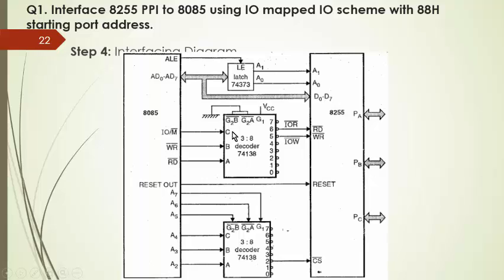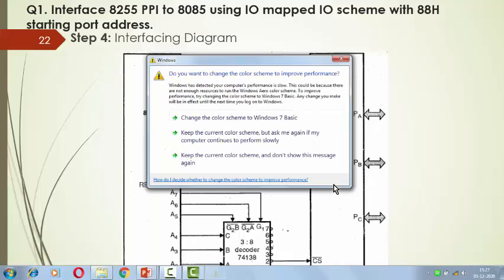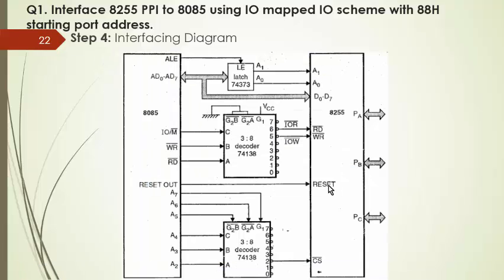This is the hardware diagram for the control signal generation, that is IO read bar and IO write bar. So the IO/M bar, write bar and read bar pins of 8085 you have to connect to the ABC inputs, and pins number 5 and 6 are connected to write bar and read bar of 8255. Reset out of 8085 you have to connect directly to reset in of 8255, and finally the chip select signal generated by the 3 to 8 decoder from pin number 2 is connected to CS bar of 8255.